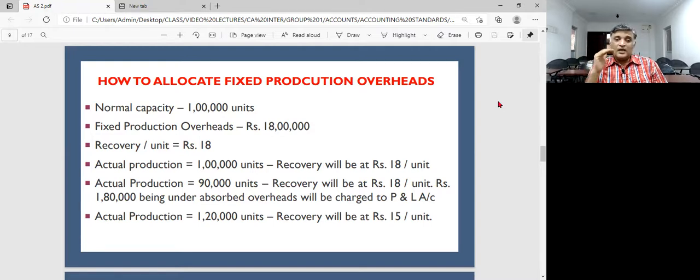The third case is I am operating above the capacity, I am producing more, but in that case, I will not be able to absorb more than 18 lakhs. My recovery per unit will be 15 rupees per unit, thereby 1,20,000 into 15, I would be able to absorb the entire 18 lakhs into the inventory. This is very important. Please make a note of this example.